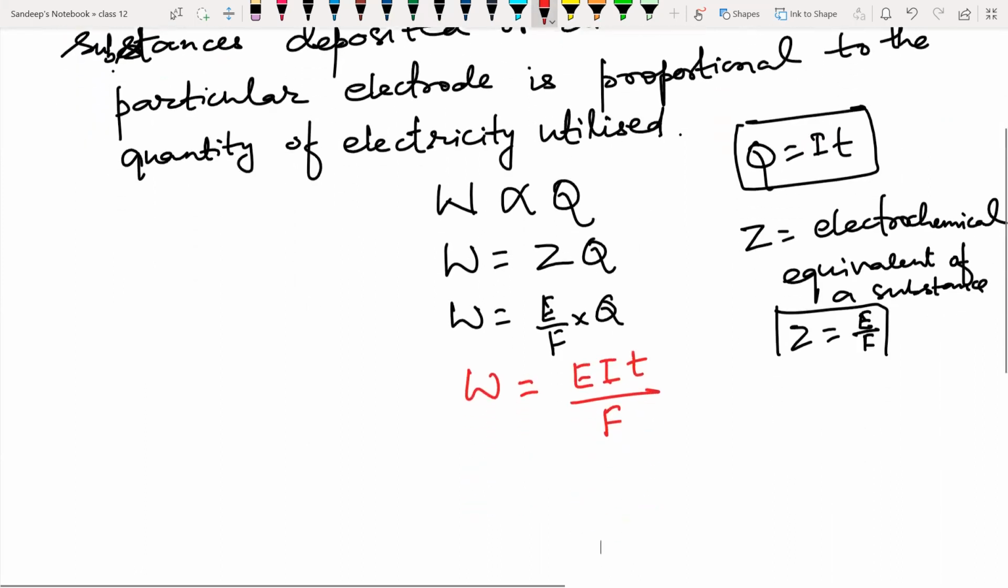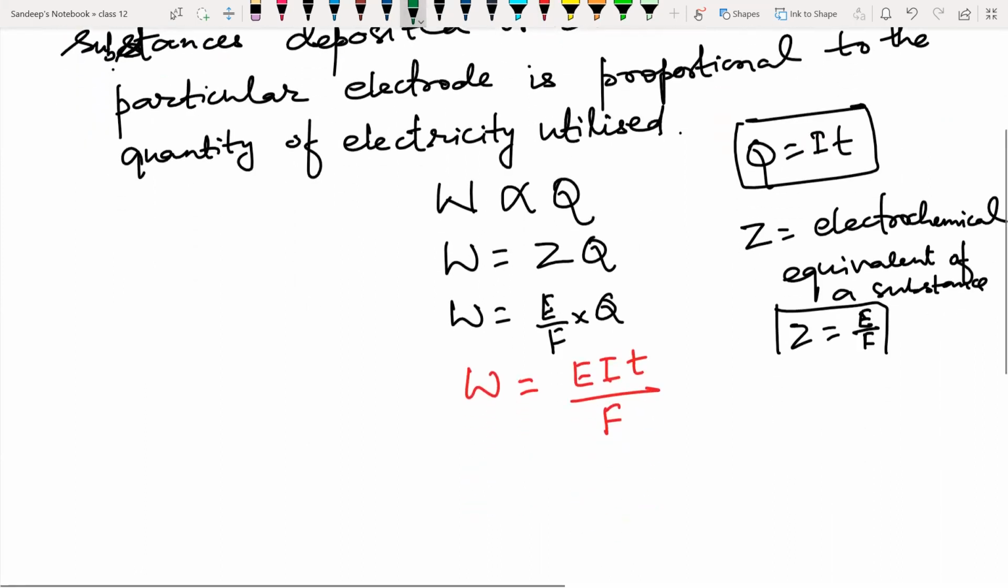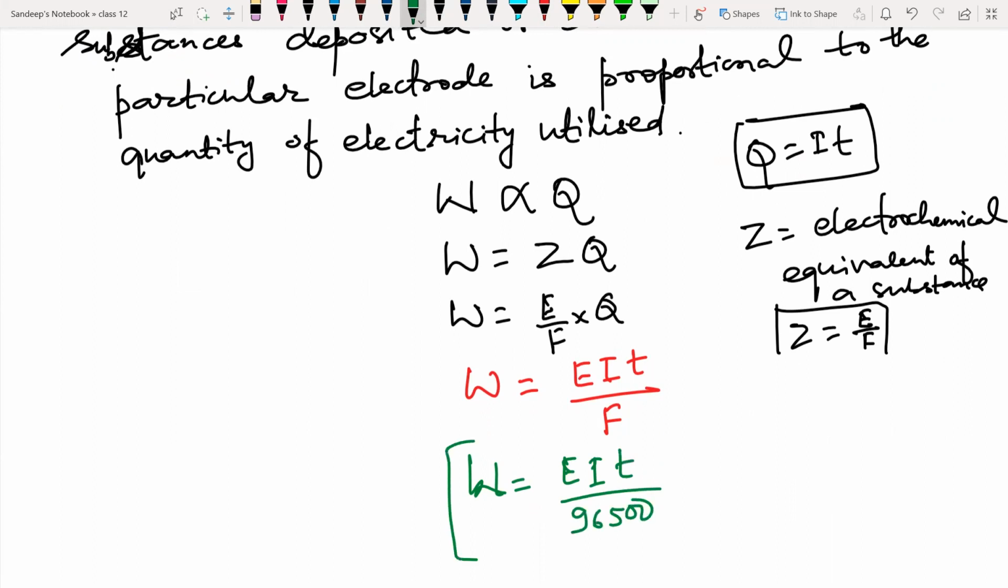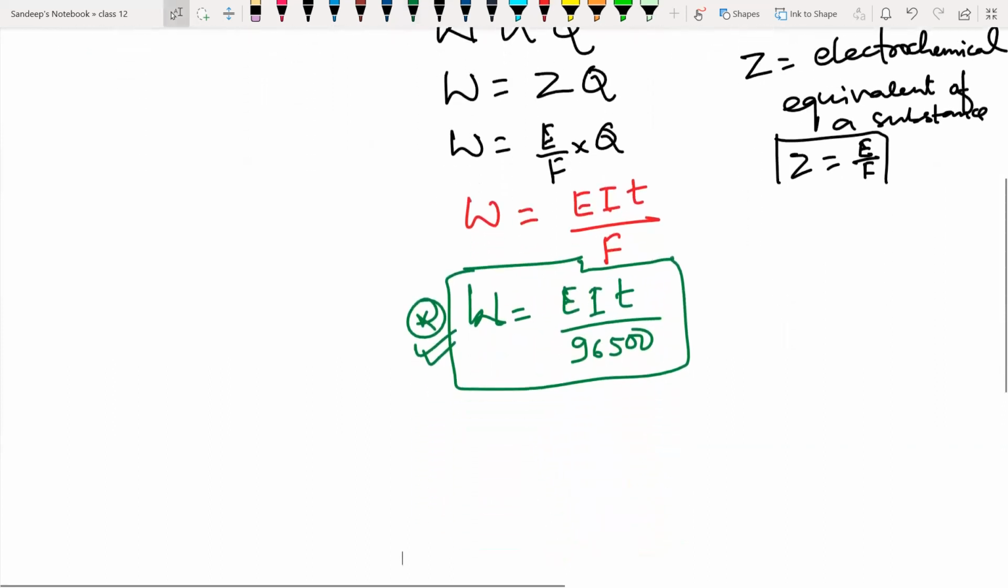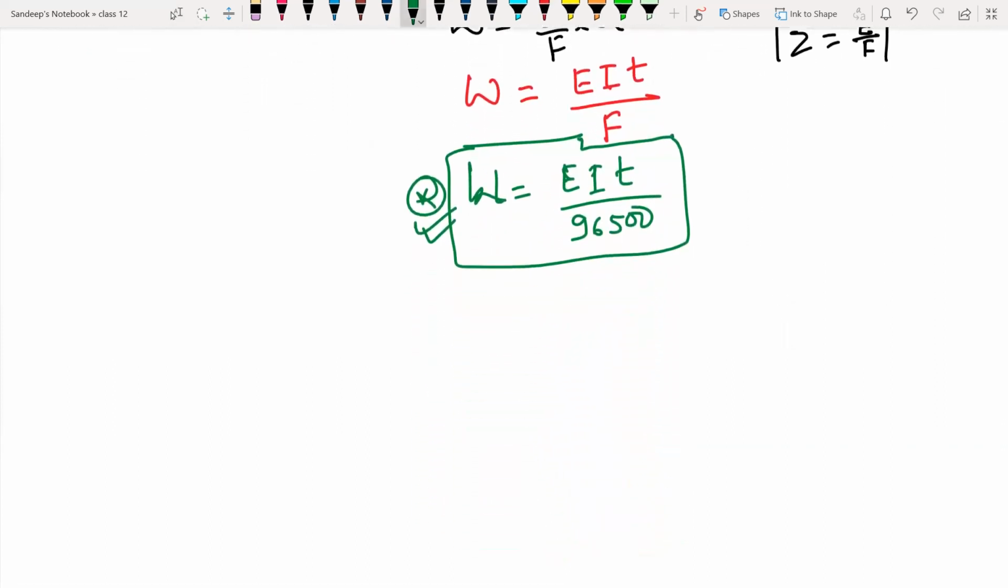1 Faraday is the charge carried by 1 mole of electron. So we can write the weight of electrolyte deposited is equal to equivalent weight into current into time upon 96500. So this is Faraday's first law of electrolysis, the mathematical equation. Now let us solve a few questions based on Faraday's law.